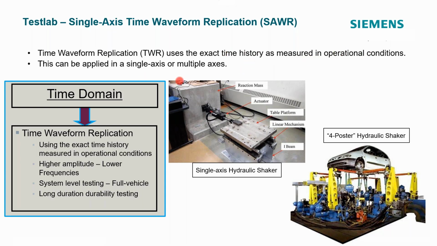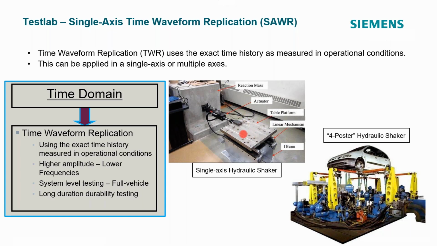And this can be applied in single axis or multiple axis. So these are typically hydraulic shakers because we're going to be dealing with the low frequency range but high amplitudes for durability applications. So we want to use the exact same time histories, higher amplitude, lower frequencies, system level testing on a full vehicle as shown over here, or for an earthquake application, you might want to put some electronic boxes onto the shaker.